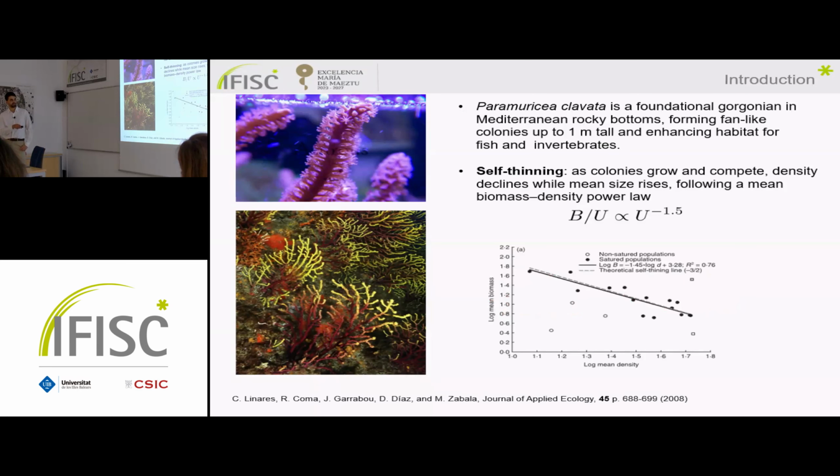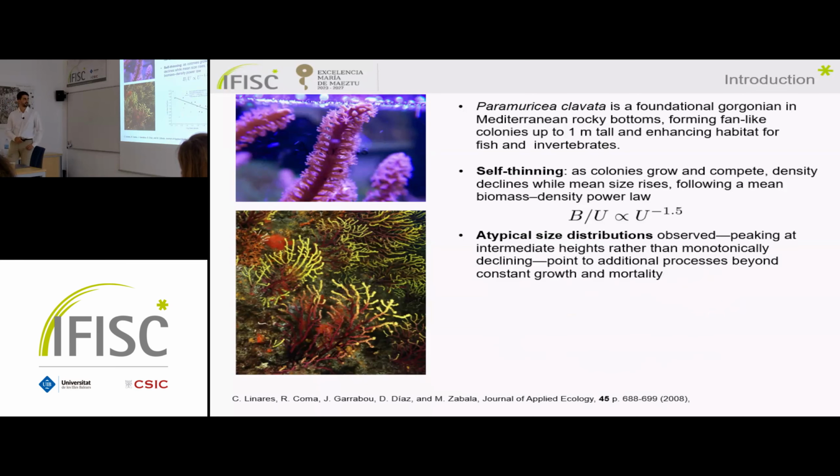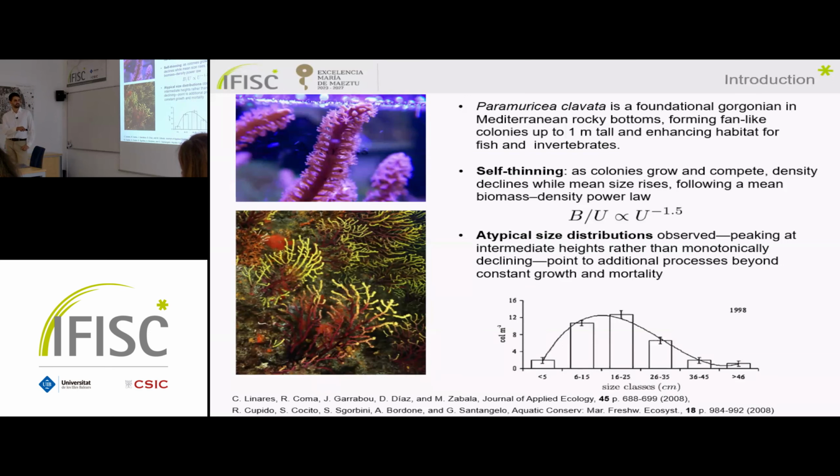These have been measured in Paramuricea clavata meadows. Here they have some points showing the saturated communities, and they follow a similar line. Also, we studied this atypical size distribution of the colonies, with this peak in the middle, that, as we will show, is somewhat related when we consider competition for resources.